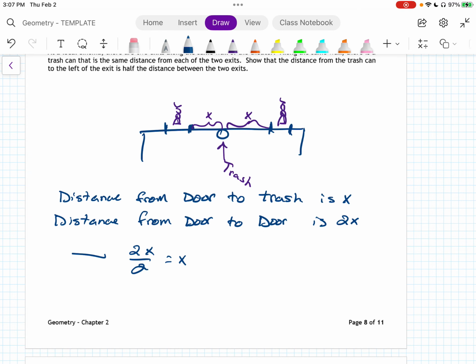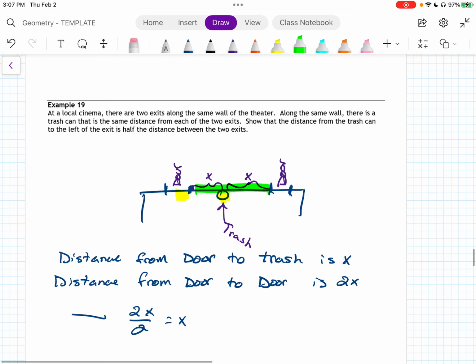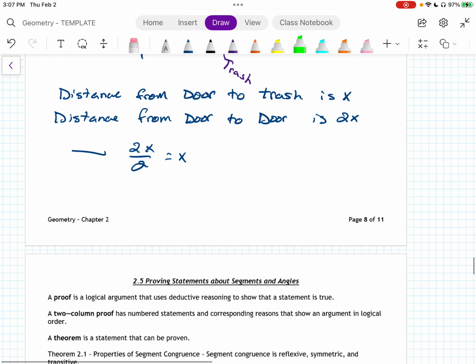Again, later on, we'll show that a little bit more rigorously, but hopefully we're able to see that, right? The distance between these 2 guys is half the distance of that, the whole thing. All right, that's example 19, and we are done.